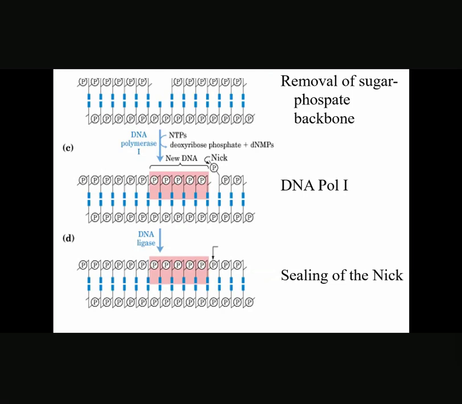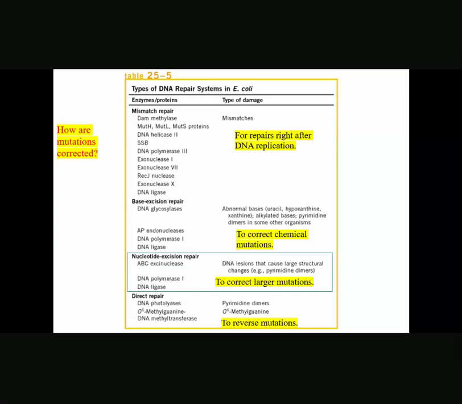In general, I'm just going to cut to the chase. That's called base excision repair for fixing chemical mutations. The next one, so we talk about mismatch repair, base excision repair. Now we're going to move on to one more called nucleotide excision repair. This is pretty much the same as base excision repair, it's just for larger mutations, most notably pyrimidine dimers.